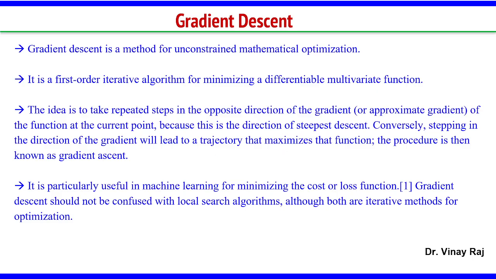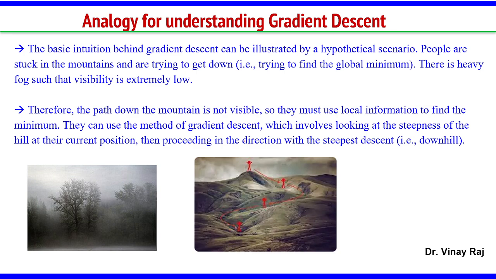Before I explain the technical parts of this, let me demonstrate it with a simple analogy. This is a very popular example to explain gradient descent. Suppose you are on the top of a hill, and it is full of fog, and you cannot see the downhill. People are stuck in the mountains and are trying to get down. They are on the top of the mountain and want to come down, but there is heavy fog such that the visibility is very low.